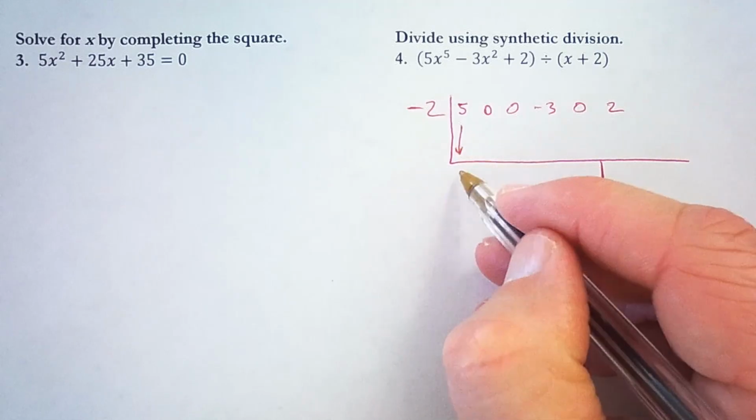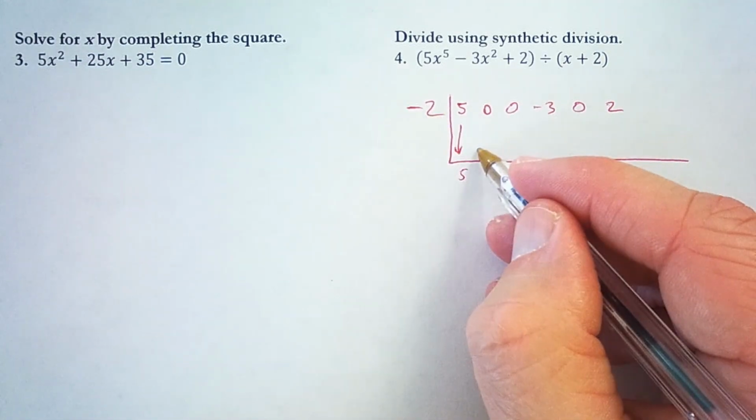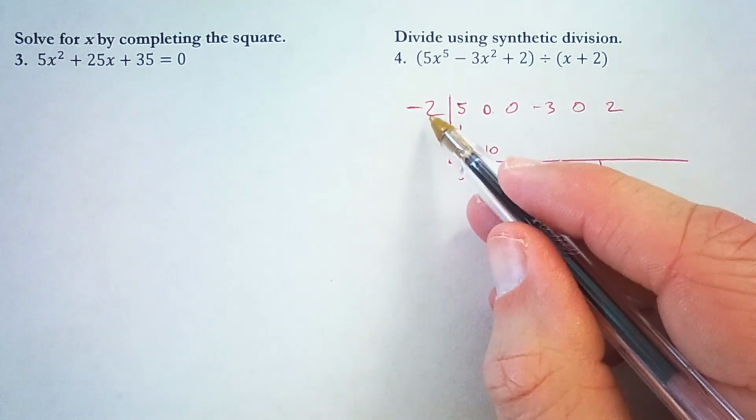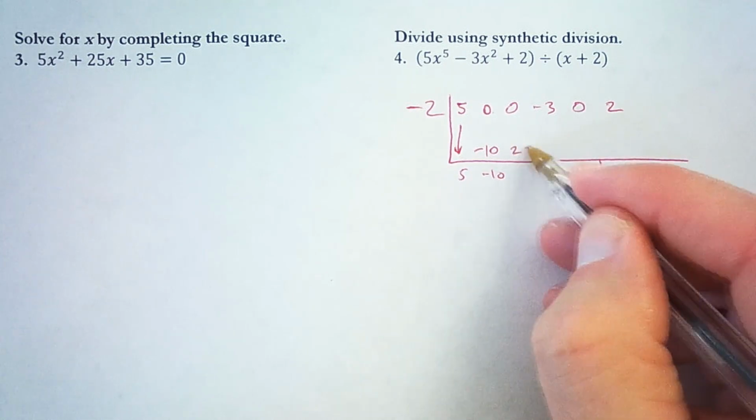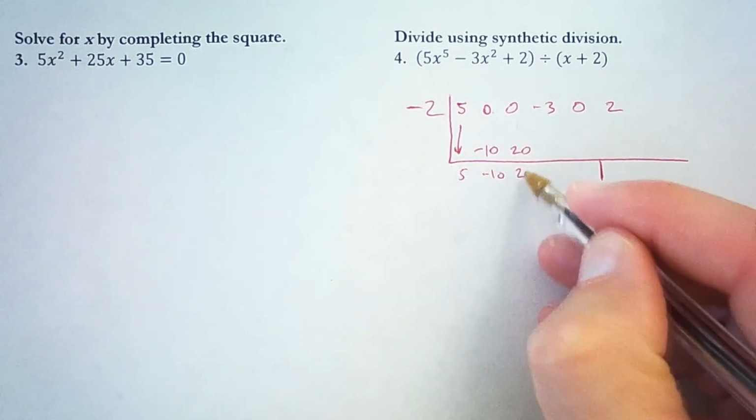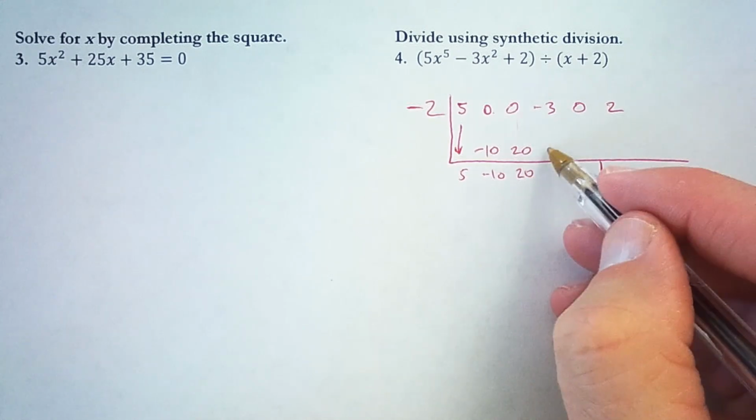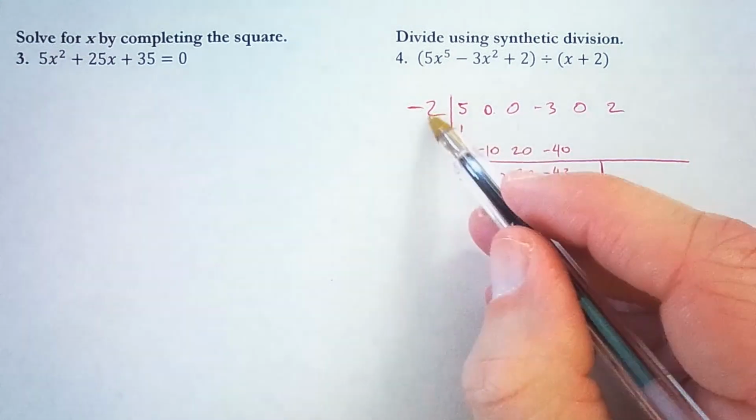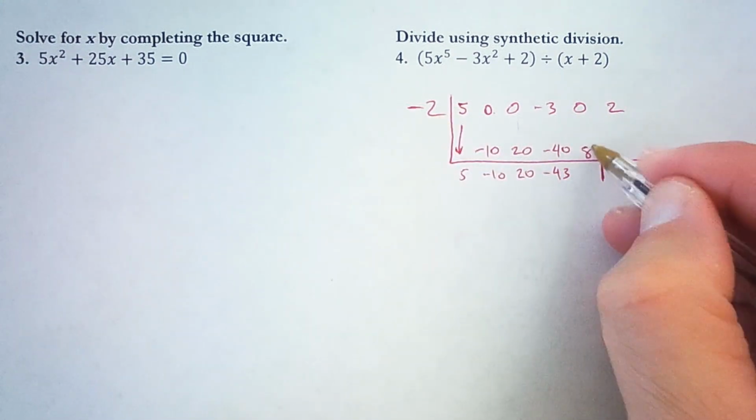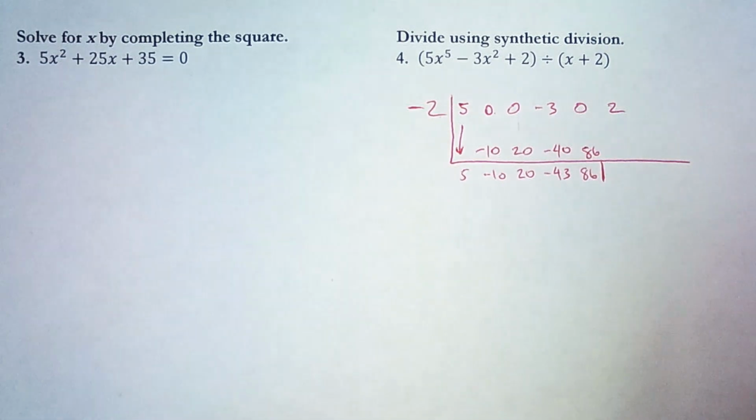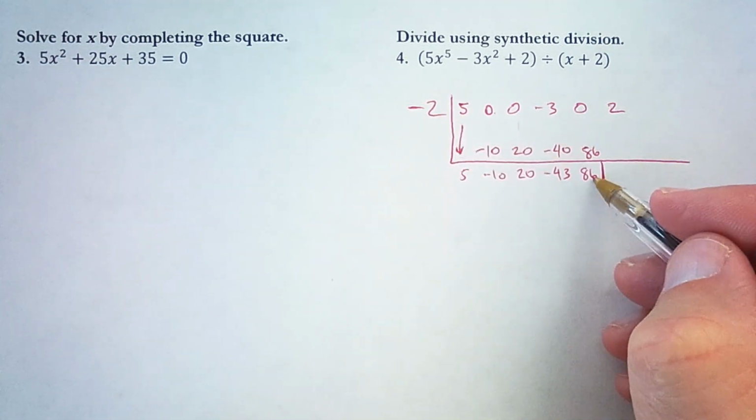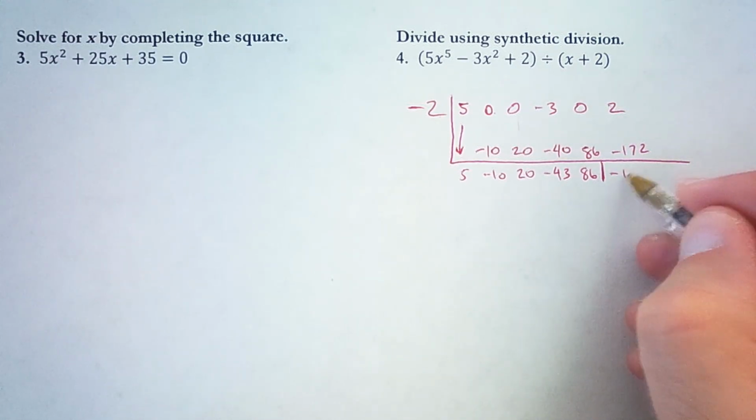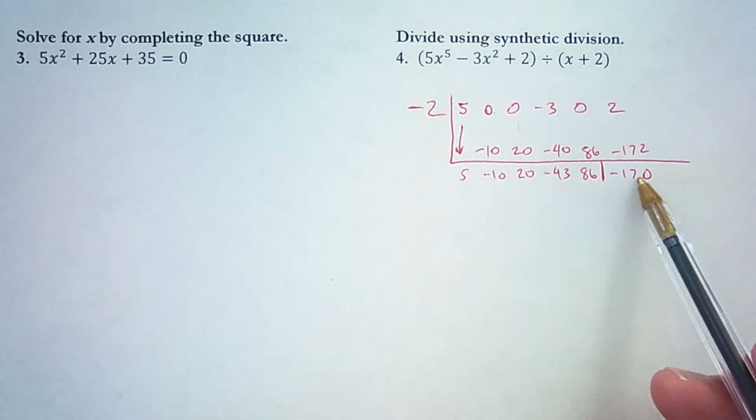Now it's set up, so I'm going to start by bringing down this 5, and then I'm going to multiply. -2 times 5, and then I'm going to add these, 0 and -10. Then I'm going to multiply -2 times -10, and I'm going to add these, 0 and 20. -2 times 20, and then -3 plus -40. Then -2 times -43, and 0 plus 86. And last, -2 times 86, and 2 plus -172. So here's my remainder.